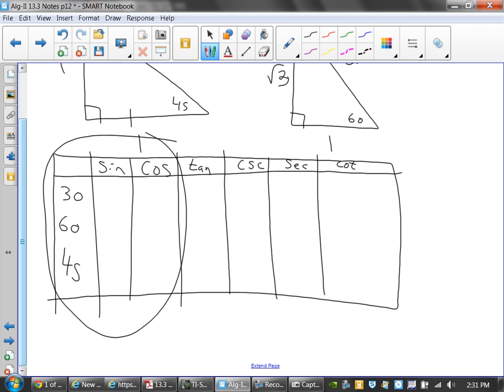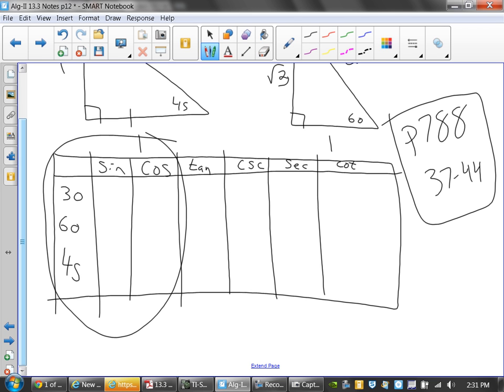Questions about what I'm expecting you guys to do tonight? Wait, this is our homework? I want you to fill in this table. I have 8 other reference angles for you to do, on page 788, 37 to 44, every other even. Those 8 are finding reference angles.